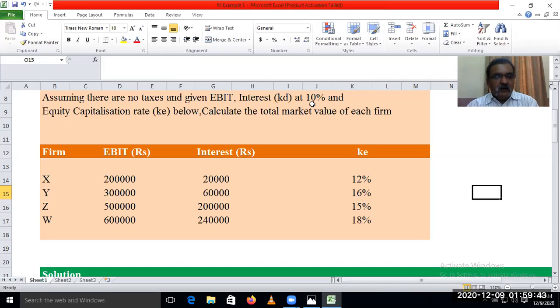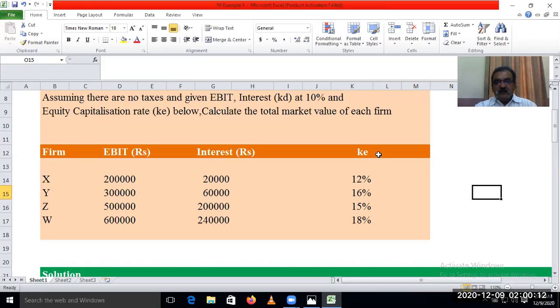Now, in all earlier examples, amount of debt was given and rate of interest was given. With the help of that, we calculated the amount of interest. But here, now amount of interest is given and rate of interest is given. Amount of debt is not given. But by reverse way, with the help of amount of interest and interest rate, we can easily calculate amount of debt.